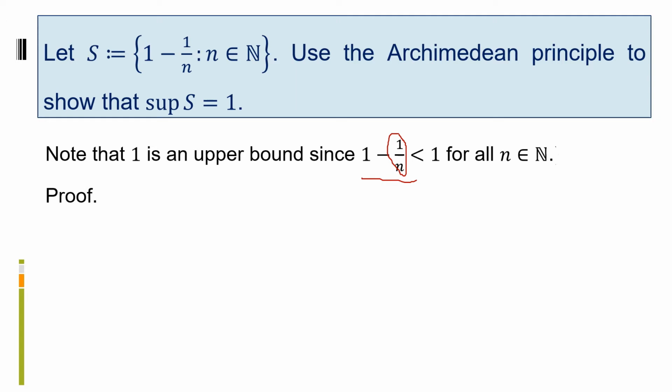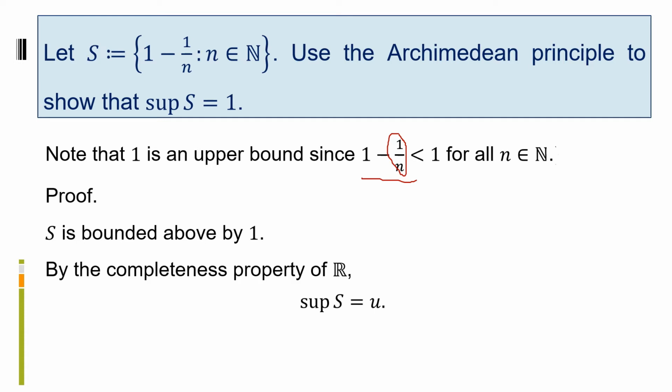Now, let's prove this. We know that S is bounded above by 1. Anong ibig sabihin yan? Then, we are sure that yung S natin ay merong supremum. By the completeness property of R, sure tayo na yung S natin ay merong supremum. And let's say yung supremum na yun ay U. Since alam natin na 1 is an upper bound of S, then sure tayo that U is less than or equal to 1. Okay? Yung supremum natin is less than or equal to 1.